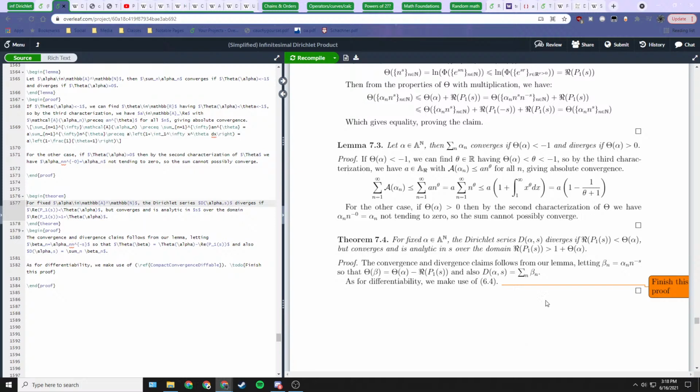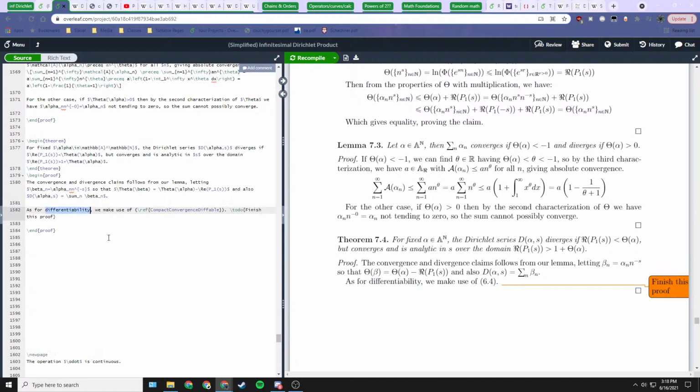We want to show that for s in this domain, where the real part of p1 of s is greater than 1 plus theta alpha, our function d alpha s converges. We actually want to prove that it's differentiable, that it converges to an analytic function more specifically. So we're going to prove this.